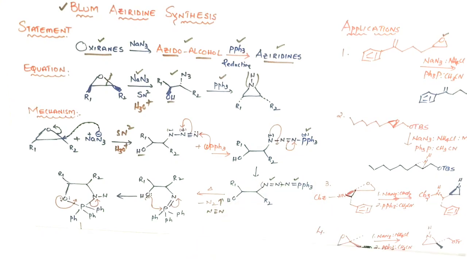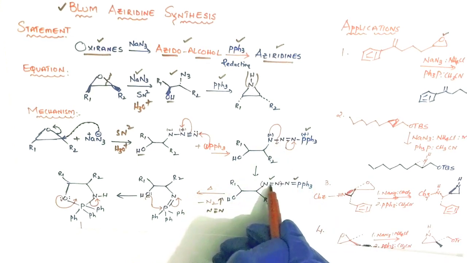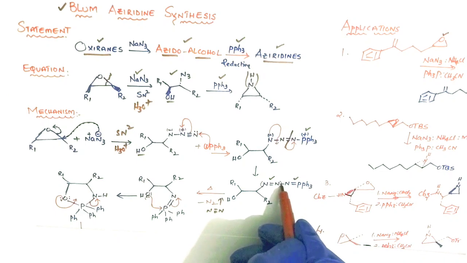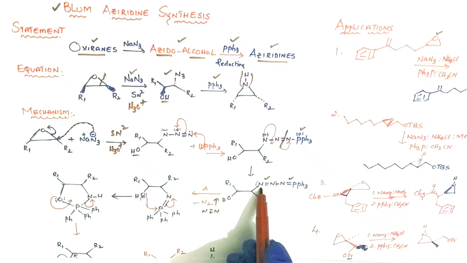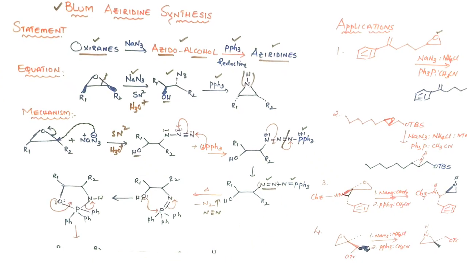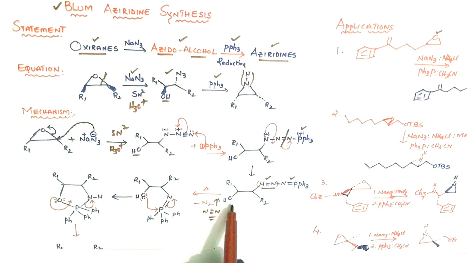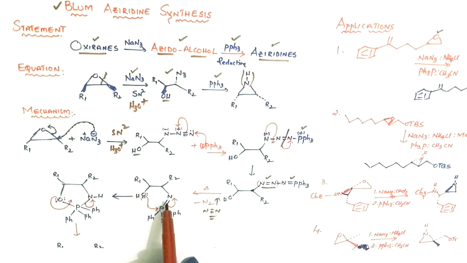See this pi bond formation. Here also we have formed the pi bond, or not? This is also a pi bond. This pi bond is converted into a single bond. Am I clear? Now what is happening during the heating? Here this nitrogen is removed in the form of nitrogen gas, N triple bond N. Then we will come up with OH, this nitrogen directly attached to this carbon, N double bond PPh3.